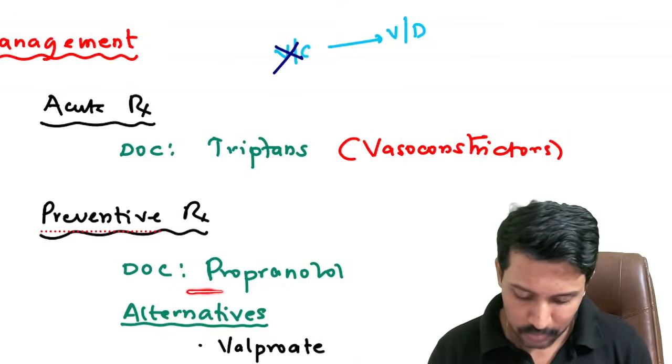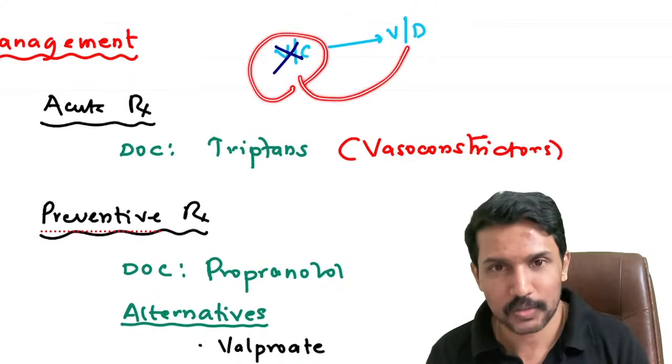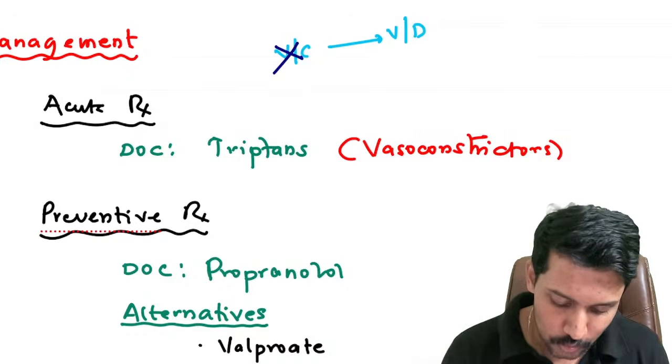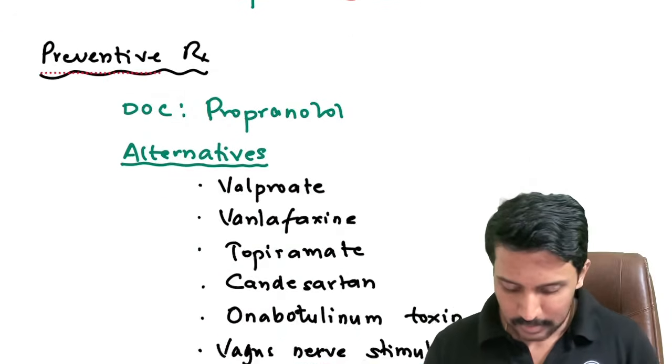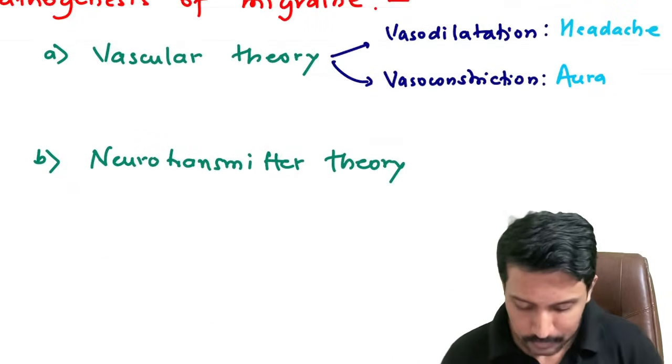That's why we use beta blockers, which act as vasodilators, so that there is no vasoconstriction. No vasoconstriction means unnecessary vasodilatation will not happen in the future, so you will prevent a migraine attack from coming. So this is one thing you can mention about the theory.